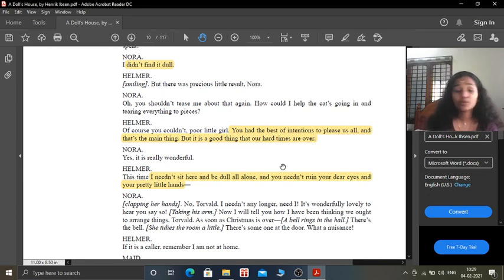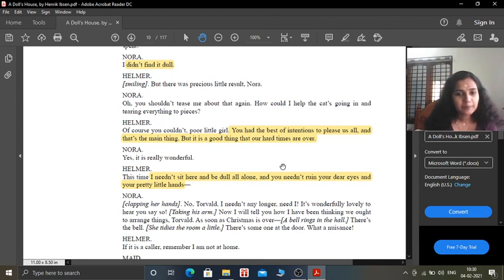So Nora said that it's really wonderful, we are going to lead a good life. "This time I needn't sit here and be dull all alone. I needn't ruin your dear eyes and your pretty little hands." Last year she stayed up without sleep and made everything by hand, stitching it herself. This time there is no need for that. We can afford to buy everything.